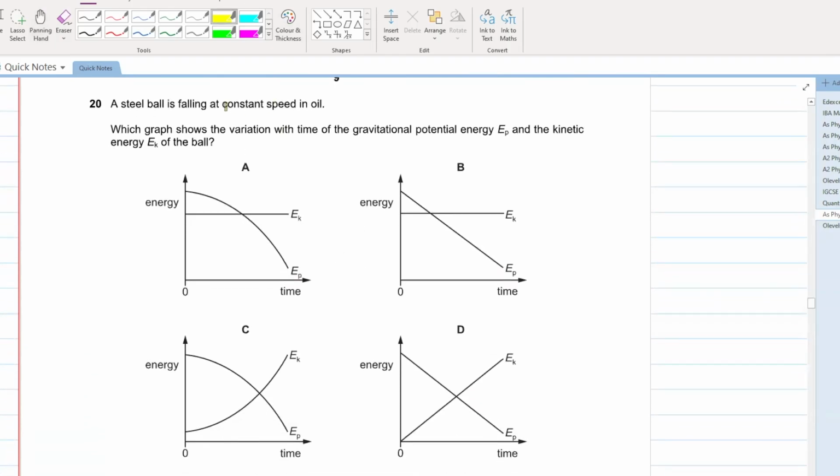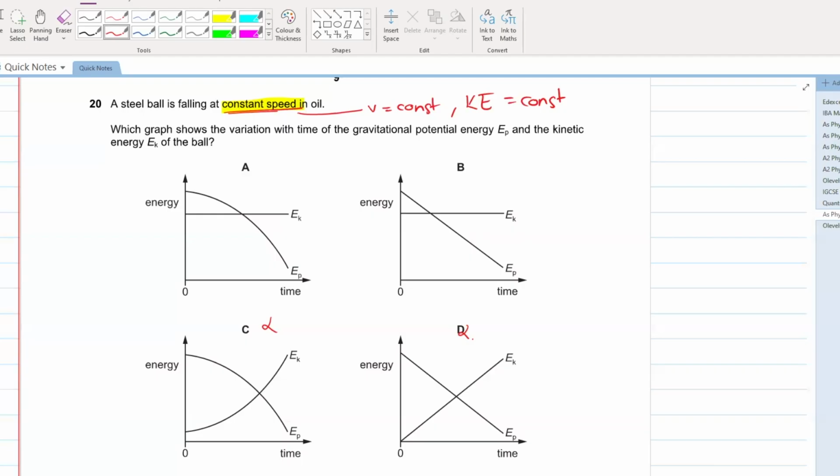A steel ball is falling at constant speed in oil. Which graph shows the variation with time of the gravitational potential energy and the kinetic energy of the ball? If you are smart enough, you will cancel out options C and D. Why? Because at constant speed, your velocity is constant. That means your kinetic energy will be constant. In C and D, your kinetic energy is increasing. These will not be your options.